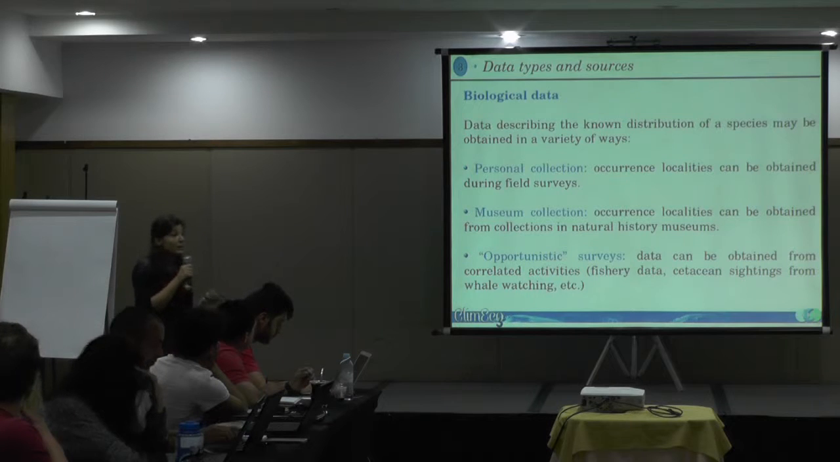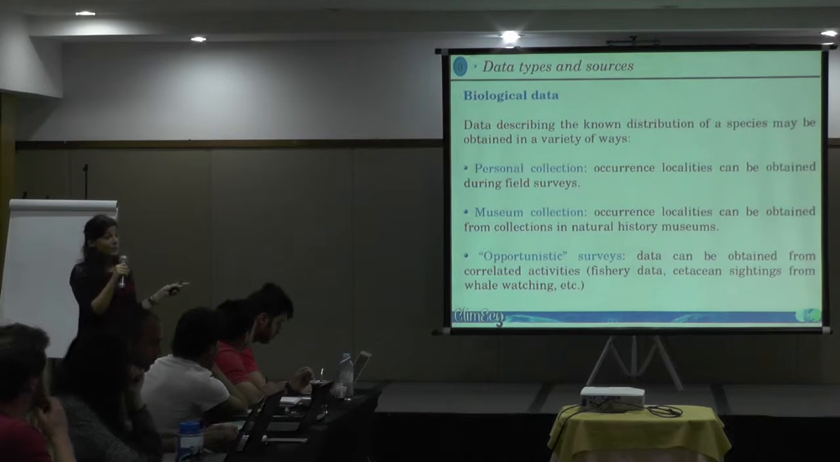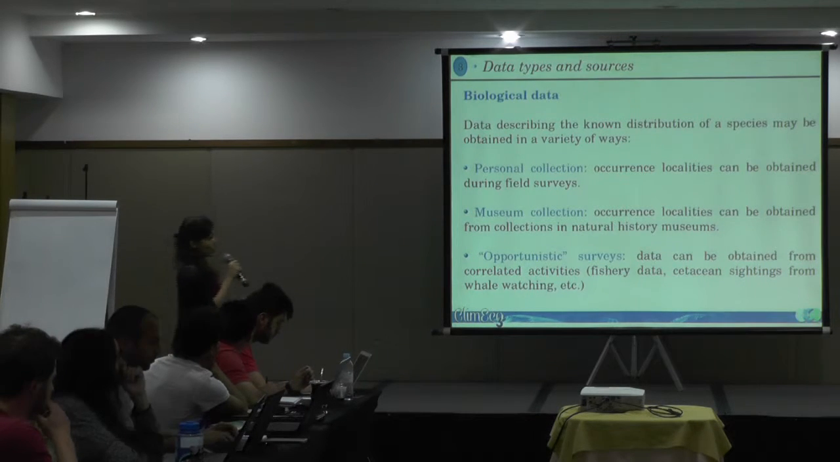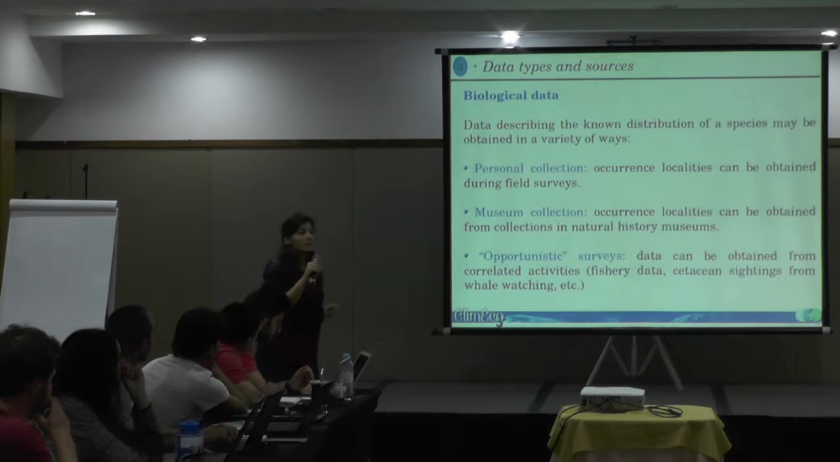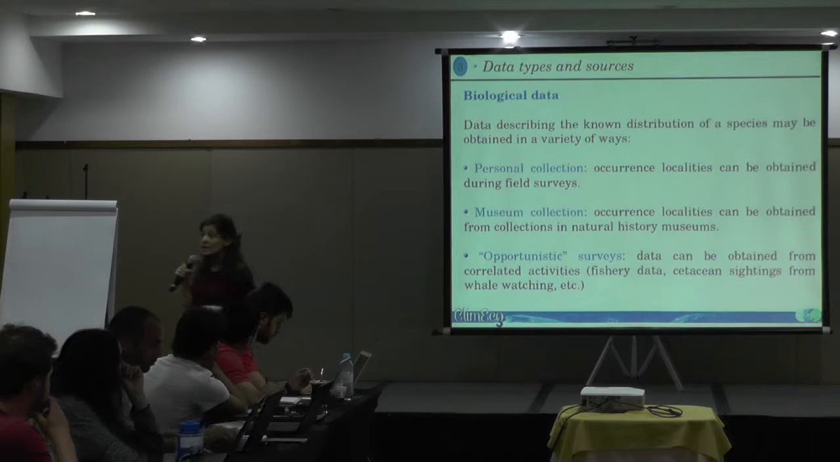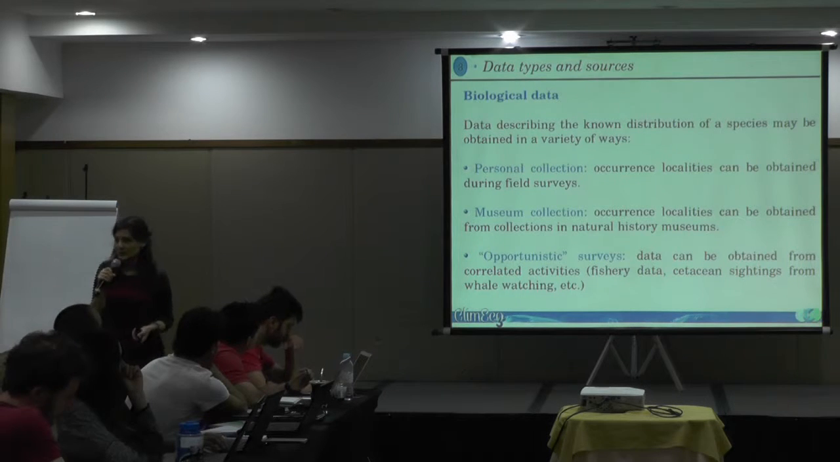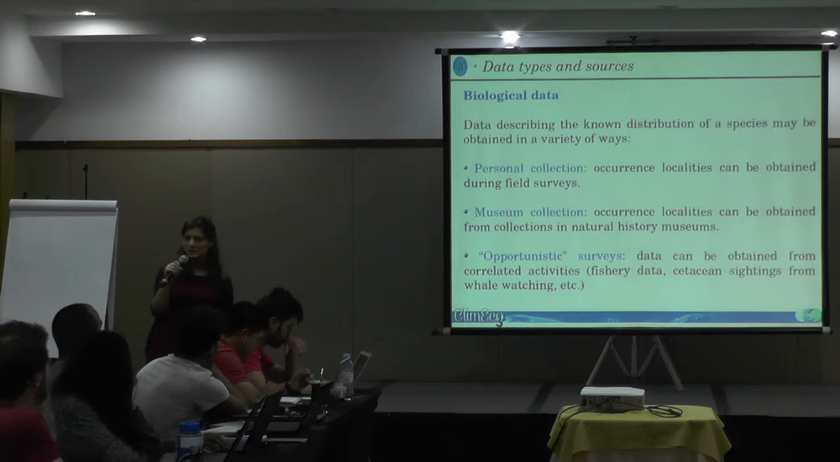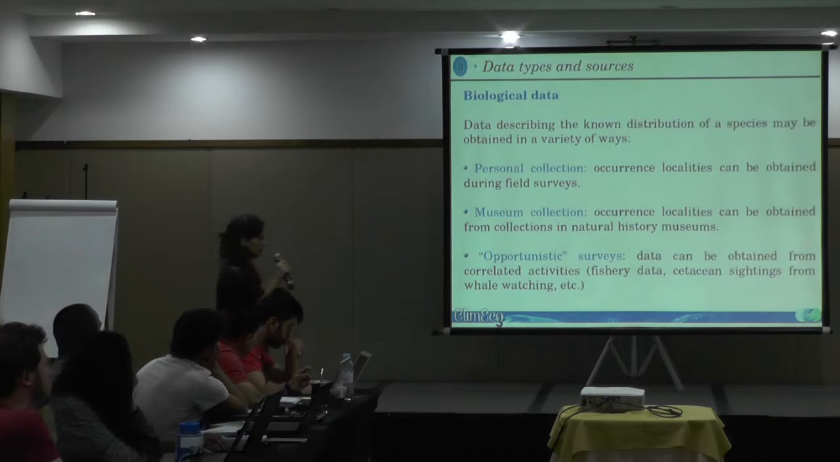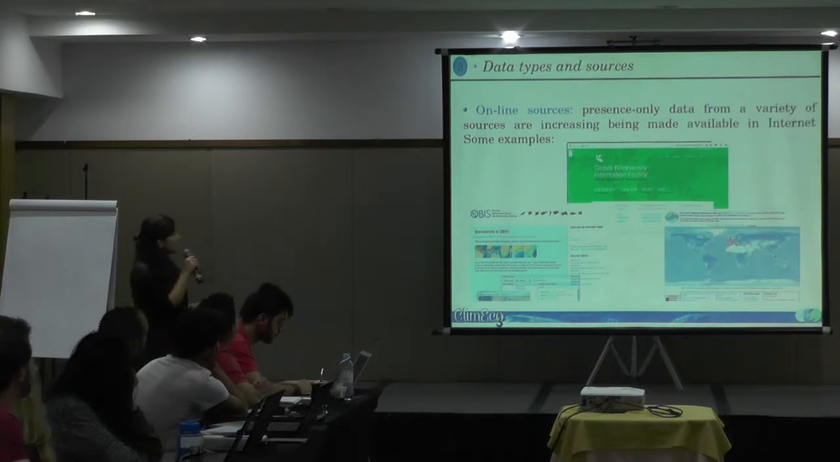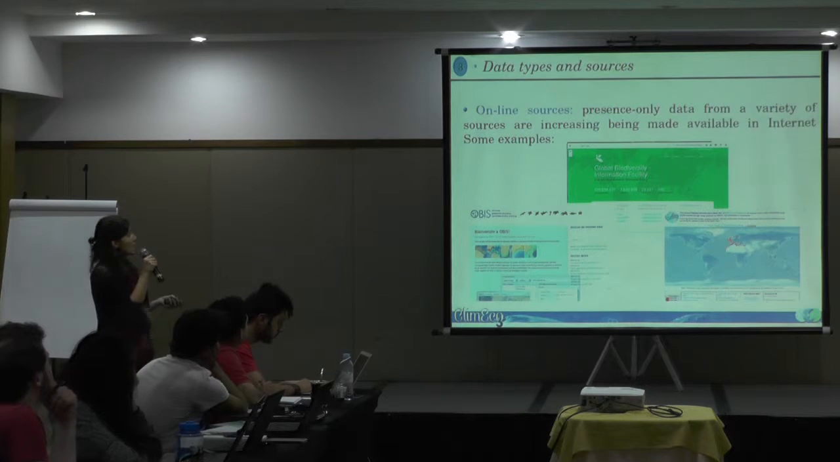So the results that you can achieve with this kind of model are really different if you don't use a correct model. Because fishers go to fish in the area where they know that there is a species. They don't just do a random sampling, okay? So you have to correct this. And finally, there are online sources.